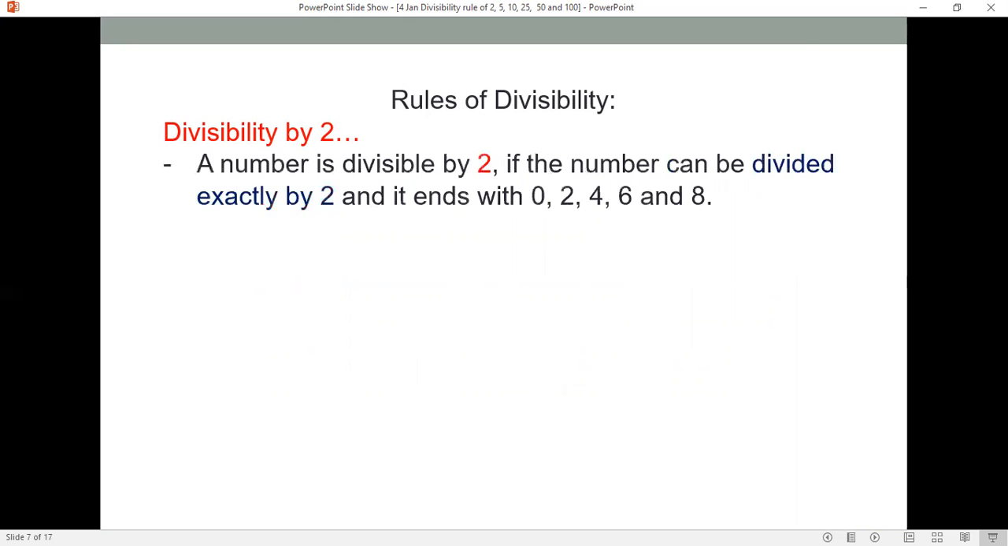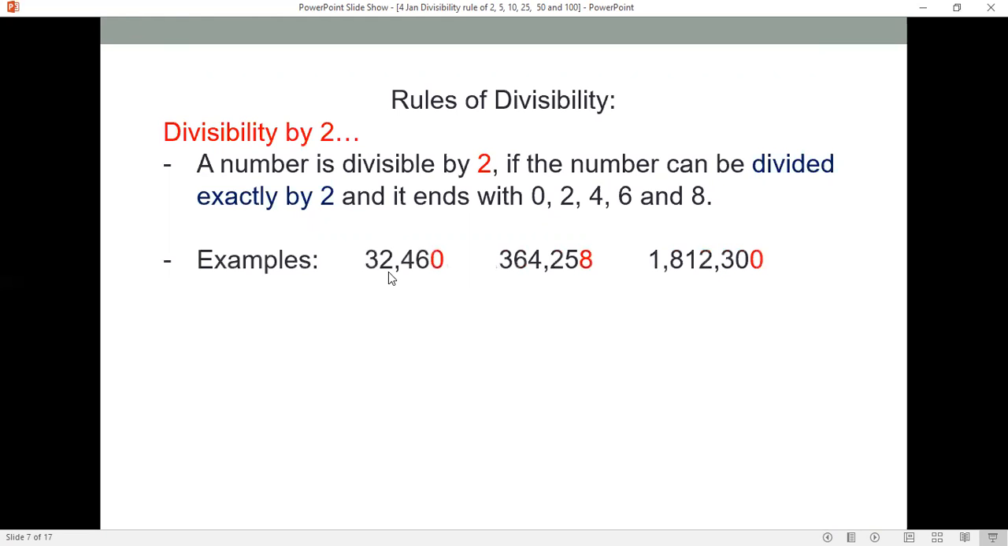Okay, remember this. A number is divisible by 2 if the number can be divided exactly by 2 and it always ends with 0, 2, 4, 6, and 8. Meaning all numbers that are even numbers are divisible by 2.